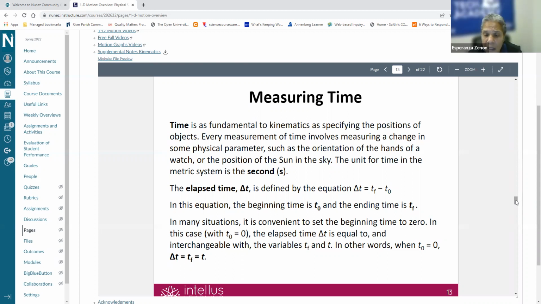For convenience, a lot of times we set the starting time to 0. And then that way we just use T for time. Because if T naught is 0, when you subtract out 0, you just get T final. And rather than just keep saying T final, a lot of times we just say T. When we just say the time that it took is T, we're assuming that the starting time is 0. But I always tell students, the starting time doesn't have to be 0. It's just convenient if we set the starting time at 0.